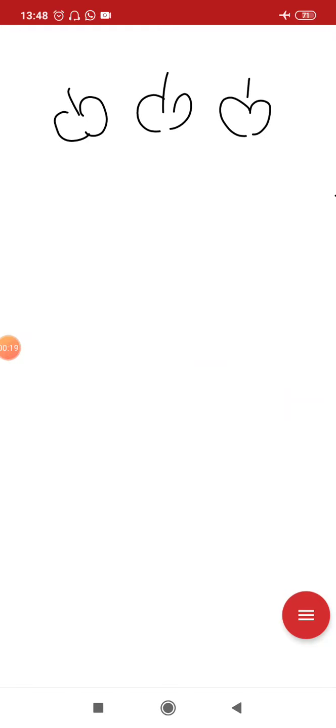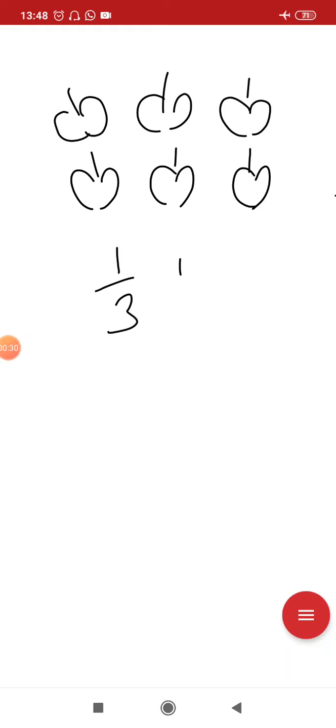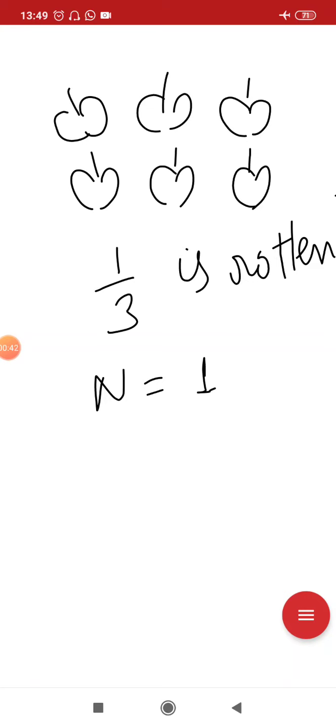Now let's say there are 6 apples with you. Out of the 6 apples, 1/3 of the apples are rotten and 2/3 are good. Now 1/3 is rotten, so they have asked you how many apples are rotten. Now see, in the numerator it is equal to 1 and the denominator is equal to 3. So whatever is there in the denominator, that is the total parts.